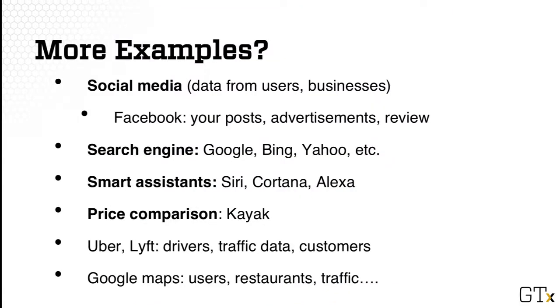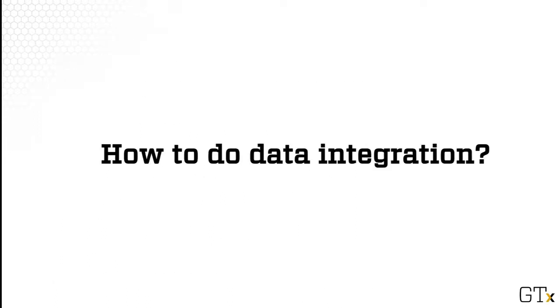There are actually many more examples. Social network websites like Facebook would combine data from users, businesses, and advertisers to provide a richer environment for their users. For example, on Facebook, you can see your friends' posts, reviews of places you may want to go, and advertisements that may be relevant to you. On-demand car ride apps like Uber and Lyft integrate data about drivers, potential riders, and traffic information to connect riders to drivers. So how to do data integration?